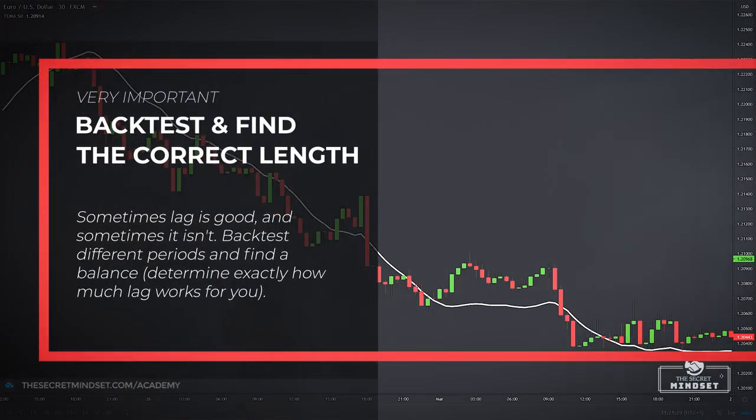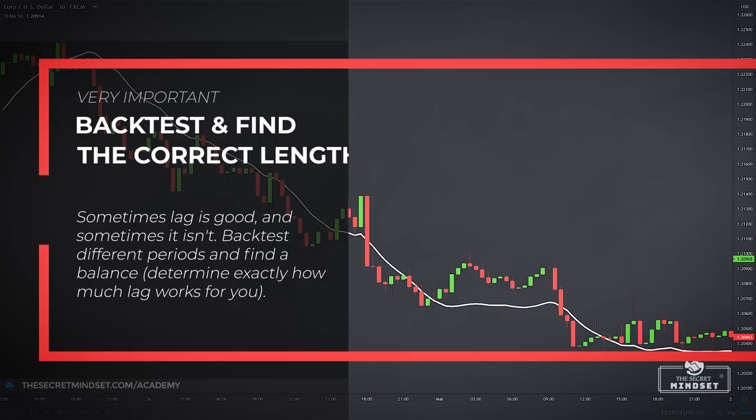Sometimes lag is good, and sometimes it isn't. It depends on what you want from the indicator. That's why choosing the correct length is very important. It's up to you to find the balance and determine exactly how much lag works for you.